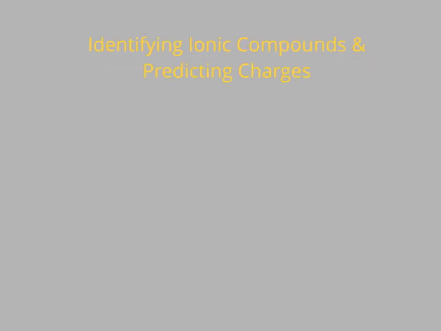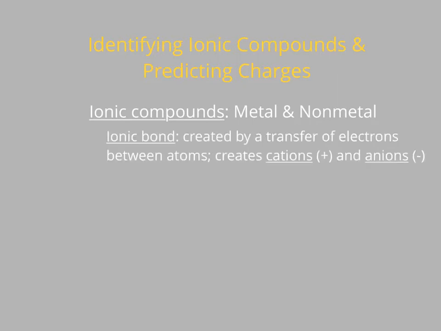Before we can name an ionic compound, we have to be able to identify a substance as an ionic compound. An ionic compound has a metal bonded to a nonmetal. This type of bonding is called an ionic bond. In an ionic bond, there is a transfer of electrons, meaning one atom gives its electrons to the other atom within that compound, creating ions, or atoms that have a positive or negative charge.